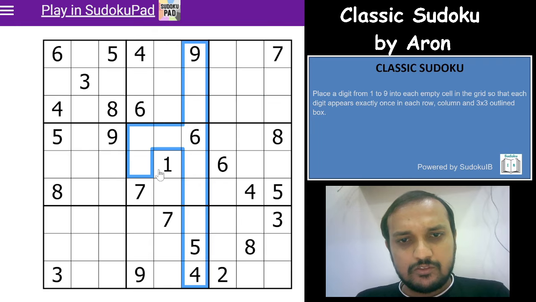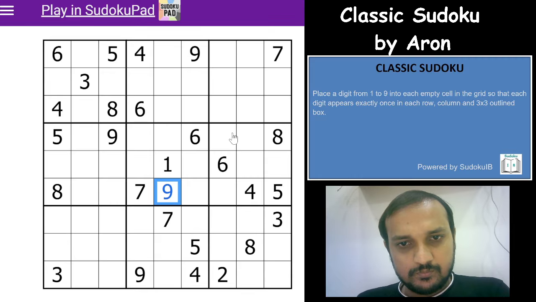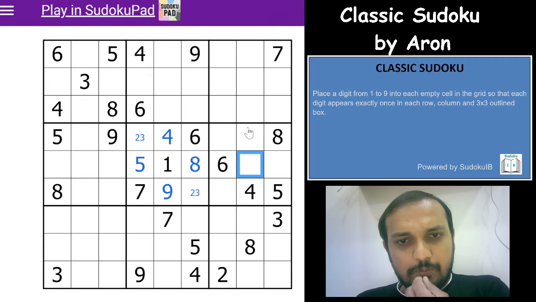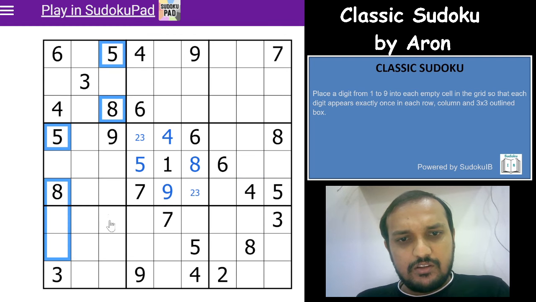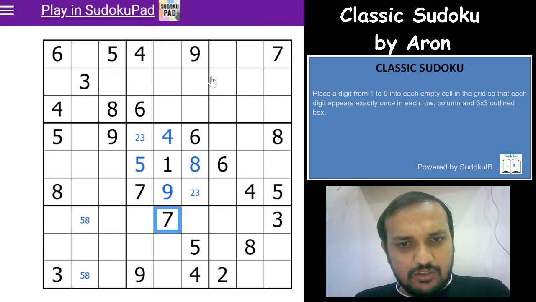9 here, 9 here, so this cell would have to be a 9. Okay, same way we get a 5 here, an 8 here, and a 4 here, right? You have a 2-3 pair here, and as you can see, the 5-8, 5-8, and a 5-8 here. So you have a 5-8 pair in this box. Does that give us anything?